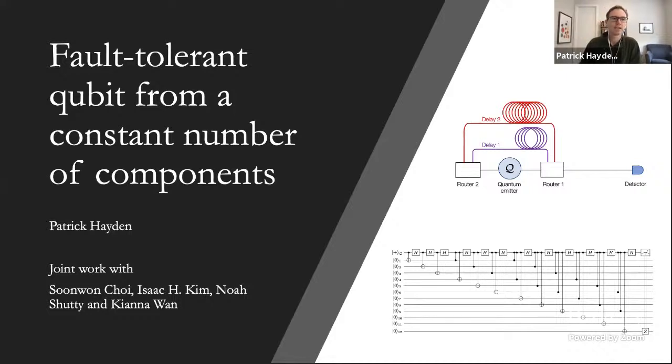And so the paper is joint work with Soonwon Choi and Isaac Kim, both of whom were postdocs when we did it, and they're now faculty, and Noah Shetty and Kiana Wan, who were graduate students in my group.